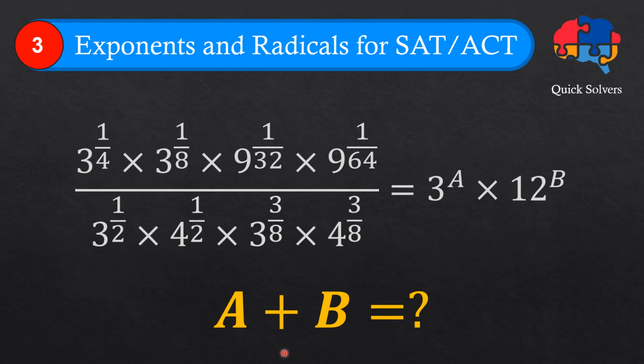Here I want to find a plus b, where we have got this expression here, and we have the unknowns a and b only on the right hand side of this expression. Probably we need to focus on the left hand side and try to somehow simplify this. I think this is a good question for you if you are preparing for SAT or ACT, and its difficulty level is medium to hard.